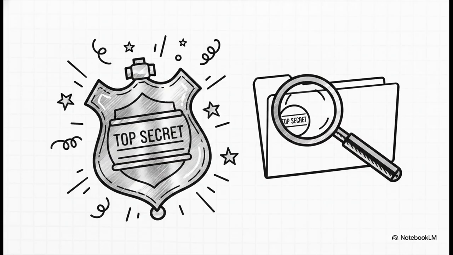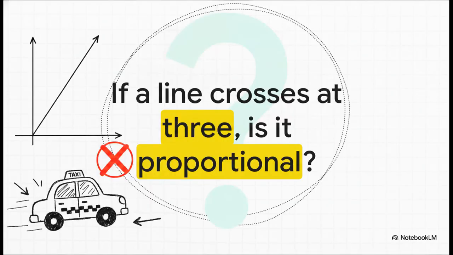Fantastic detective work. To wrap up our case today, I want to leave you with one final thought to ponder. If you're looking at a graph and it's a perfectly straight line, but it crosses the y-axis at 3 instead of 0, is it a proportional relationship? Think back to what we just learned about that imposter taxi and the absolute rule of the origin. Keep that in mind as you continue exploring linear functions and proportional reasoning.